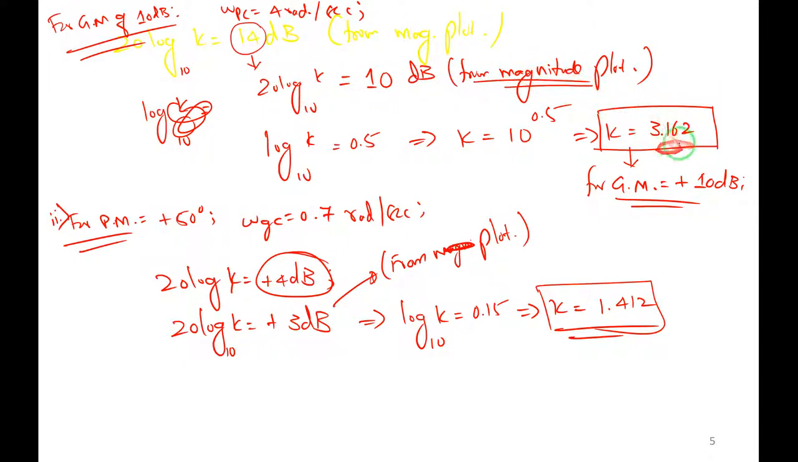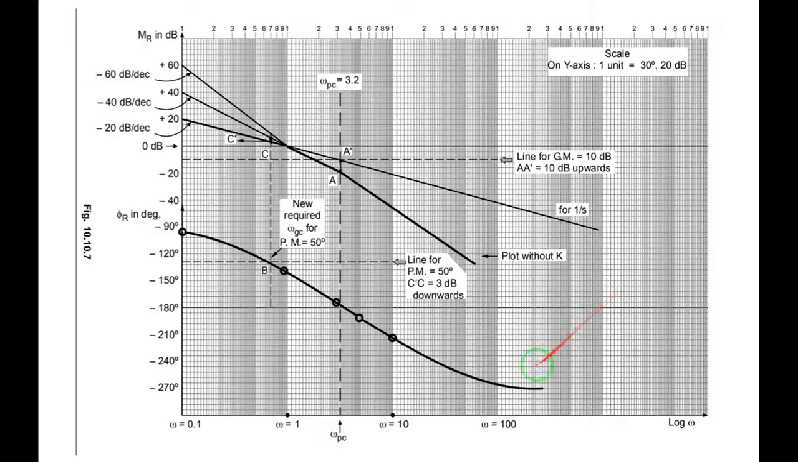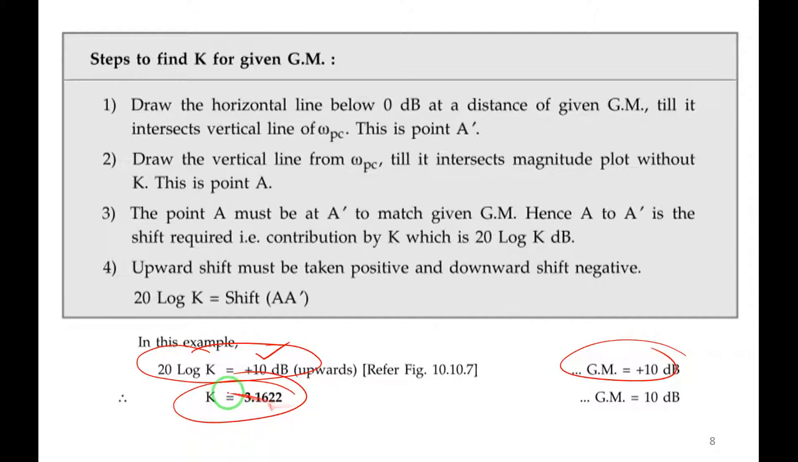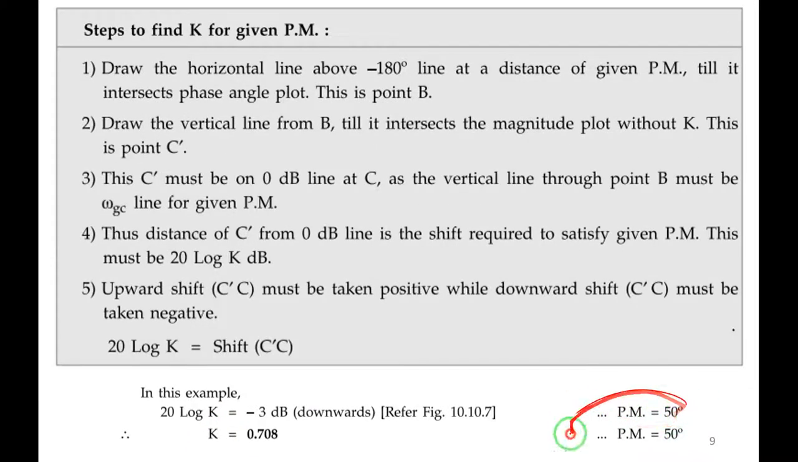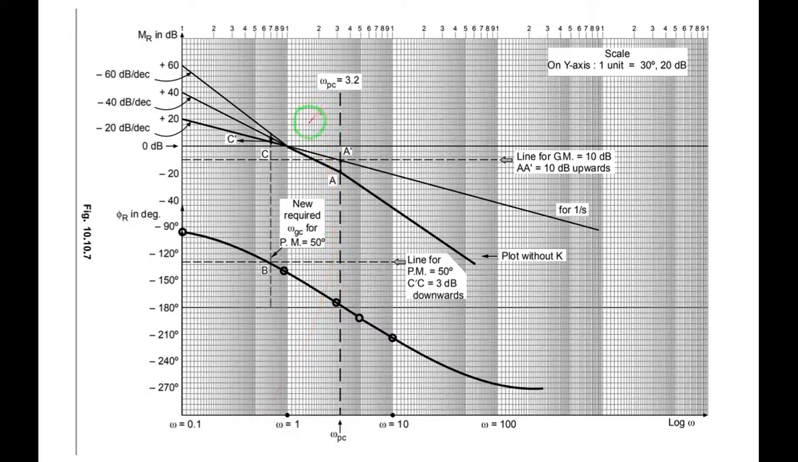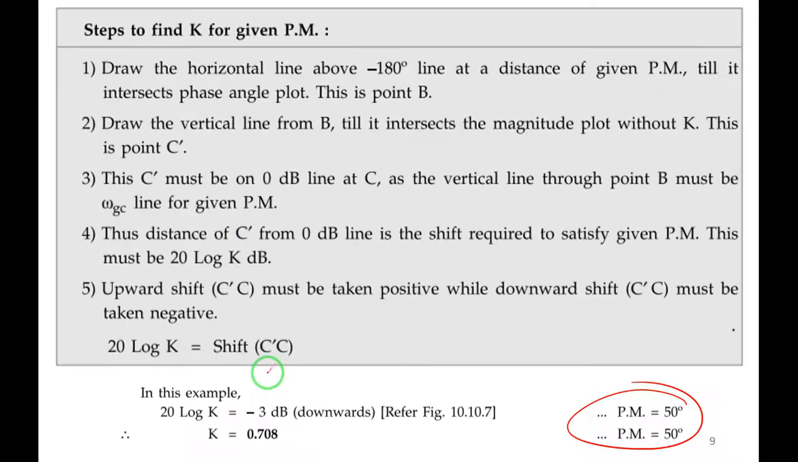So k is 3.162 and 1.412. In the textbook, yes, they are getting 3.162 for gain margin equal to 10 dB, for phase margin equal to 50 degree. Yes, one minute. I think I have made a mistake here. Let me check whether the distance is below or up. I have taken plus 3 dB. No, they are taking minus 3 dB here. Why minus? Downwards they are telling. Let me check it.